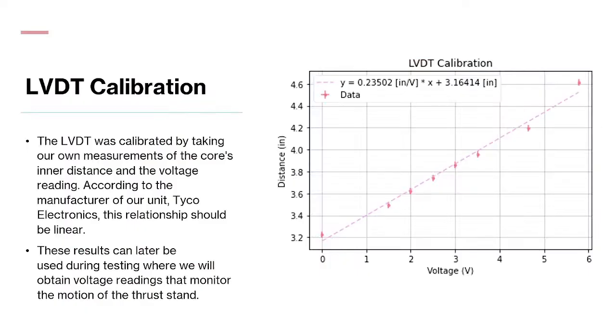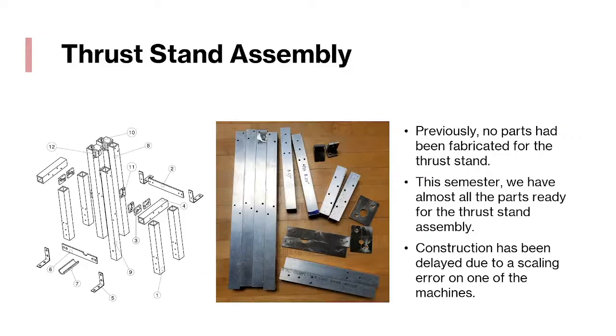Then to calibrate our LVDT, we took measurements of the change in voltage and also the change in the distance of the core within the coils of the LVDT. According to our manufacturer, this relationship between the voltage and the distance should be linear. Our results in our plot show that it is. And these results will later be used to do the testing of actually measuring the thrust. We'll be reading the voltage output and we'll be converting that to a distance.